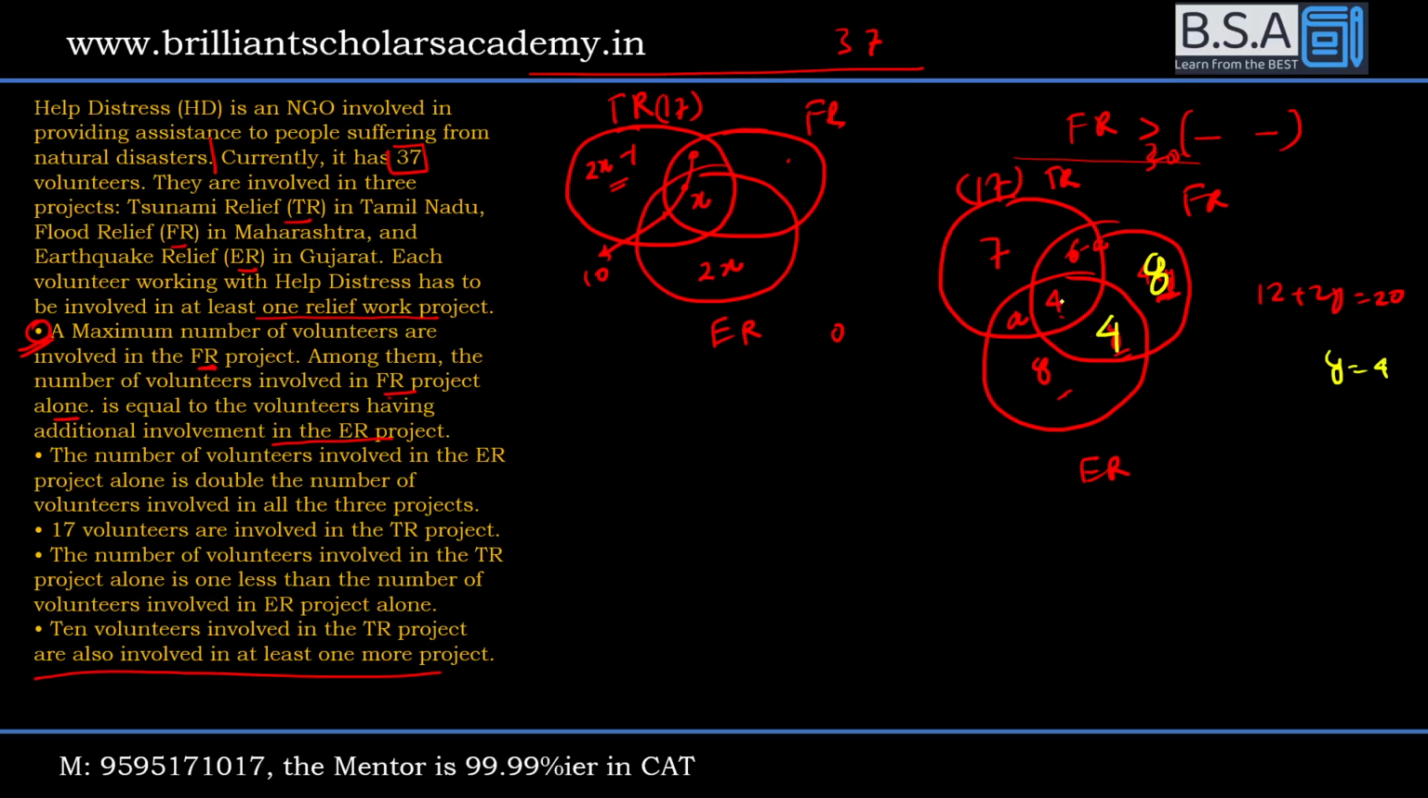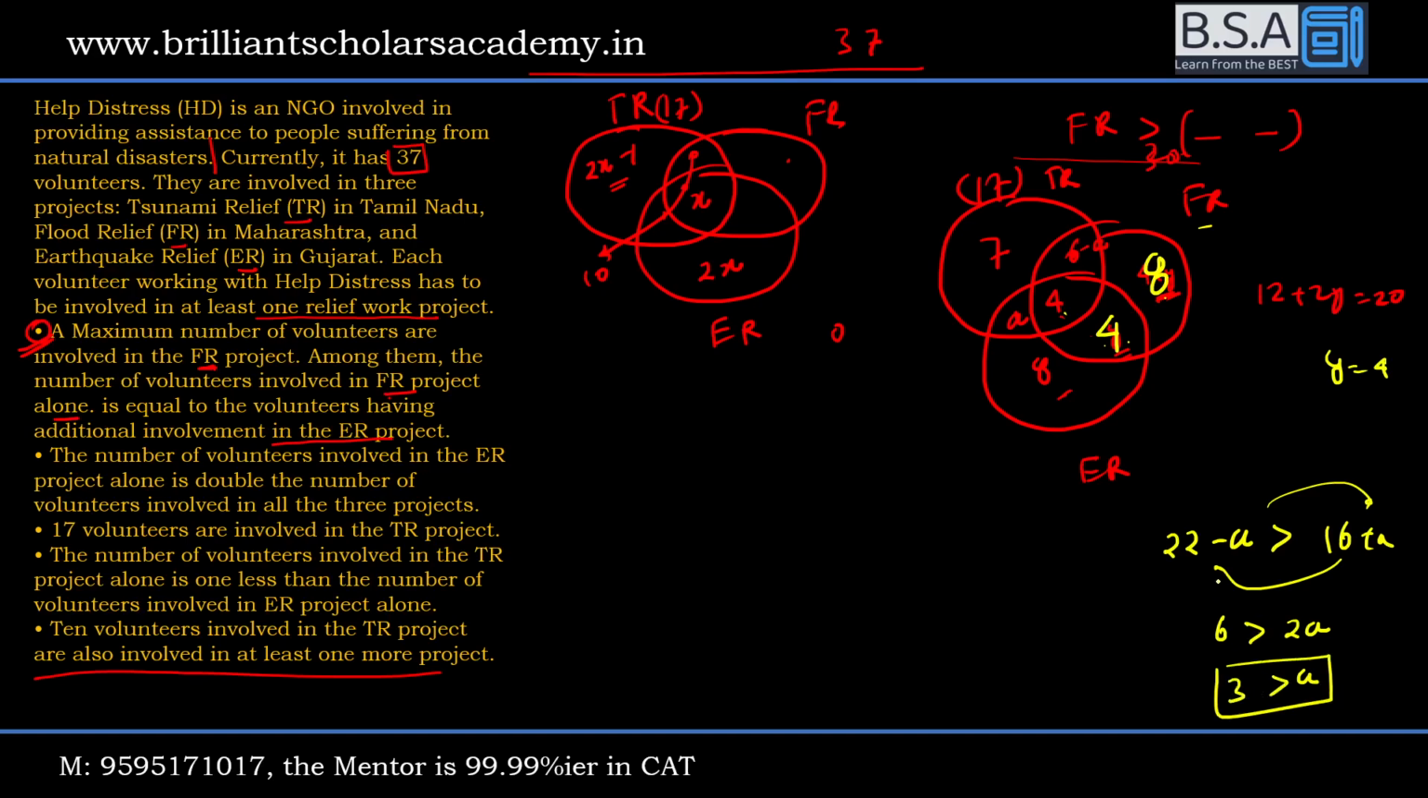In terms of A, I do not know what is A, but I know FR is more than others. So what is addition? 8 plus 4 plus 4, 16 plus 6, 22 minus A is more than 4 plus 4, 8 plus 8, 16, 16 plus A. If I transfer this, 6 is more than 2A, A is less than 3.